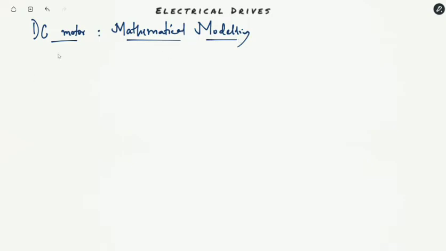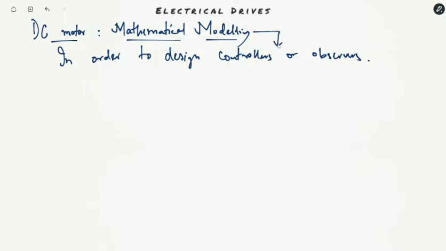In today's session, we'll understand DC motor modeling, mathematical modeling of DC motors. In order to design any controller or observer, for us to design observers or controllers for DC motors, we need to understand the mathematical model of DC motors. In fact, to design a controller or observer for any type of motor, be it a DC or an AC motor, the understanding of the mathematical modeling of the motor is very important.